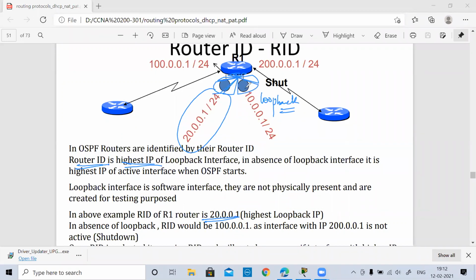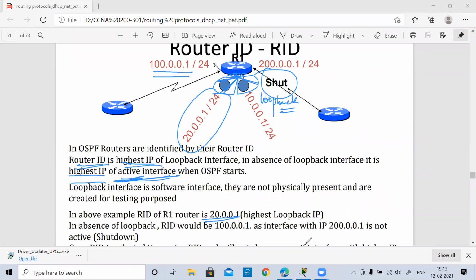Okay, and if I don't have any loopback interface in my router, which I have configured, I have not configured the virtual interface, then we are going to consider the highest IP of the active interface. Okay, the one which is active. If you see, this link has been shut, this interface has been shut, that means the active link is this, which is 100.0.0.1. So that is why this word is important to catch, active interface. Okay, the one which has the active interface, that IP you're going to consider.